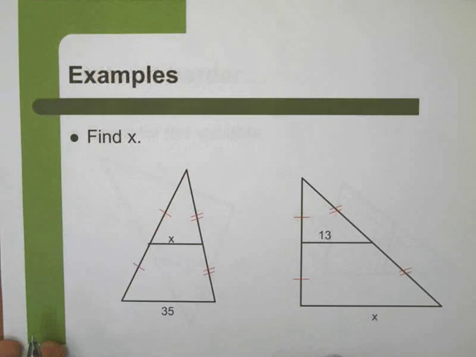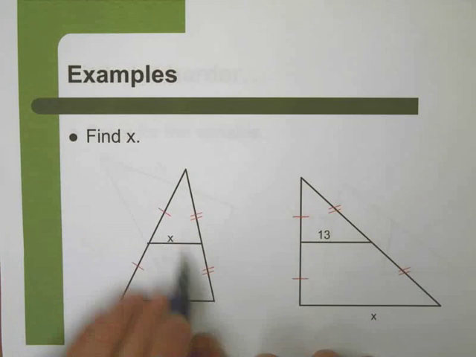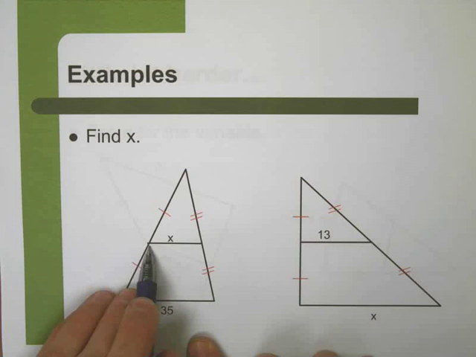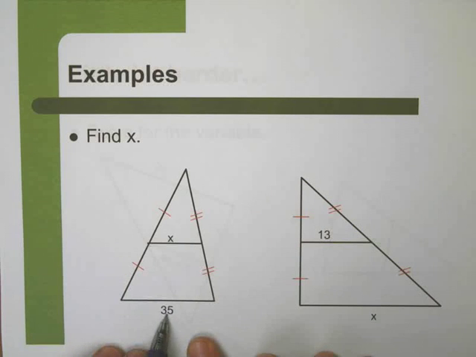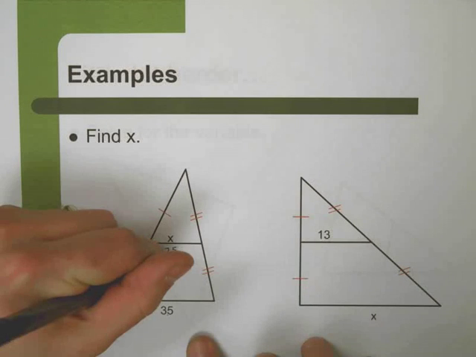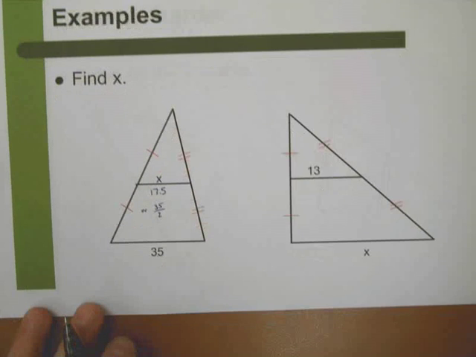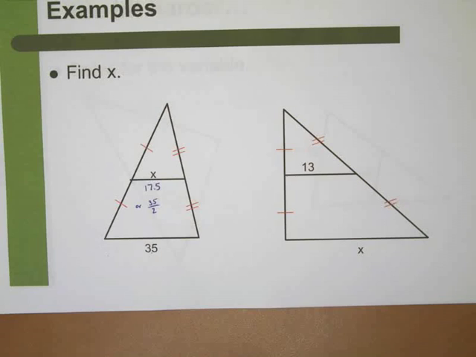So here we go. Let's find x. Well, I have a base, notice, midsegment, midsegment. So how long is x? Well, what's the average of 35 and 0? That's the same thing as saying what's half of 35. X is 17.5, or we might leave it as a fraction, 35 over 2. Pretty simple, right? We might be asked to work backwards.